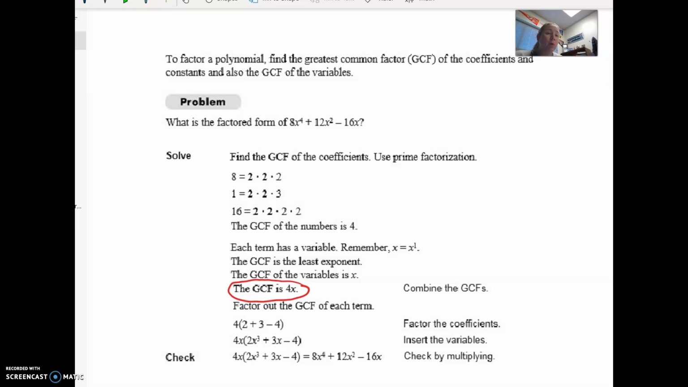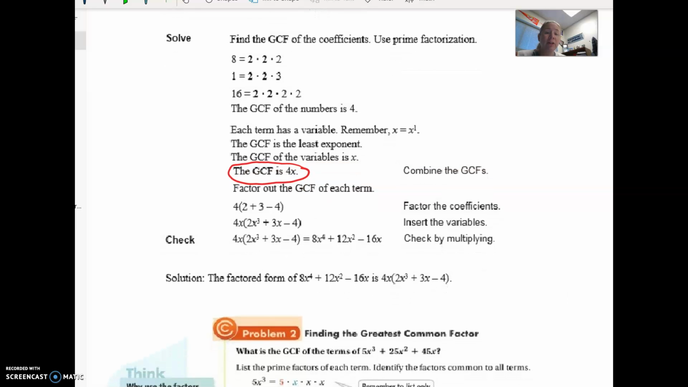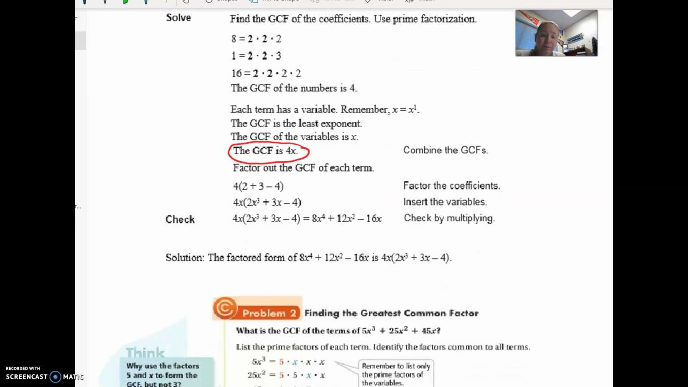And then from that point, we would factor it out. We would take it out of the trinomial. Remember, it's just the reverse of multiplication. So you would put the 4x here at the beginning, and then you would basically divide out a 4x from each term in the polynomial. And what's left goes inside those parentheses, okay?